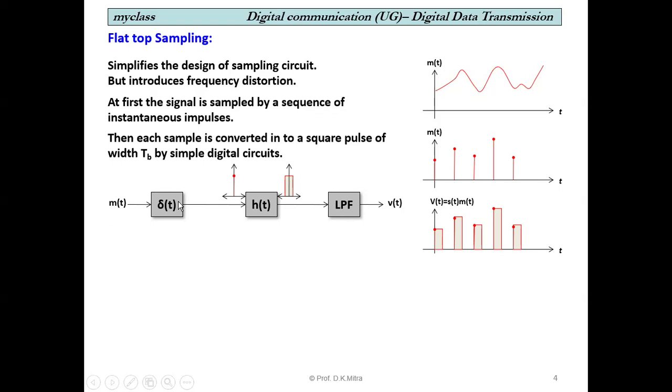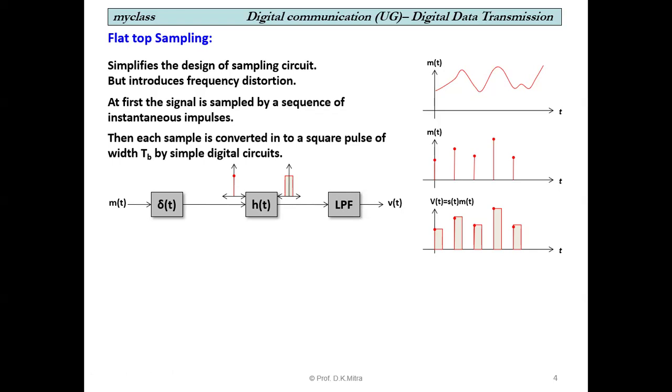Delta is a circuit which multiplies the signal with the instantaneous sample pulse train and creates these instantaneous measurements. Then HT is another circuit, which converts these instantaneous pulses of varying amplitude into wider pulses. Then at the receiver end, we have a low-pass filter.